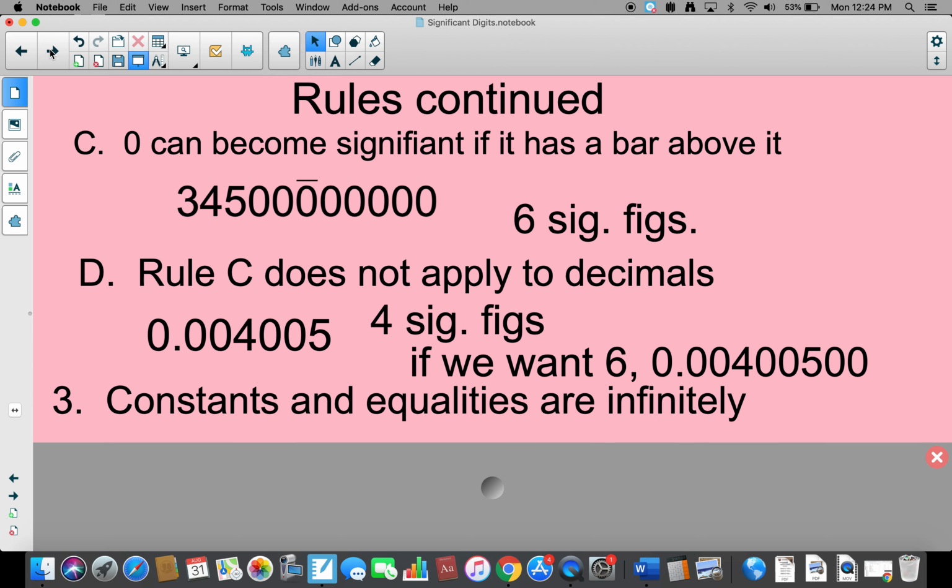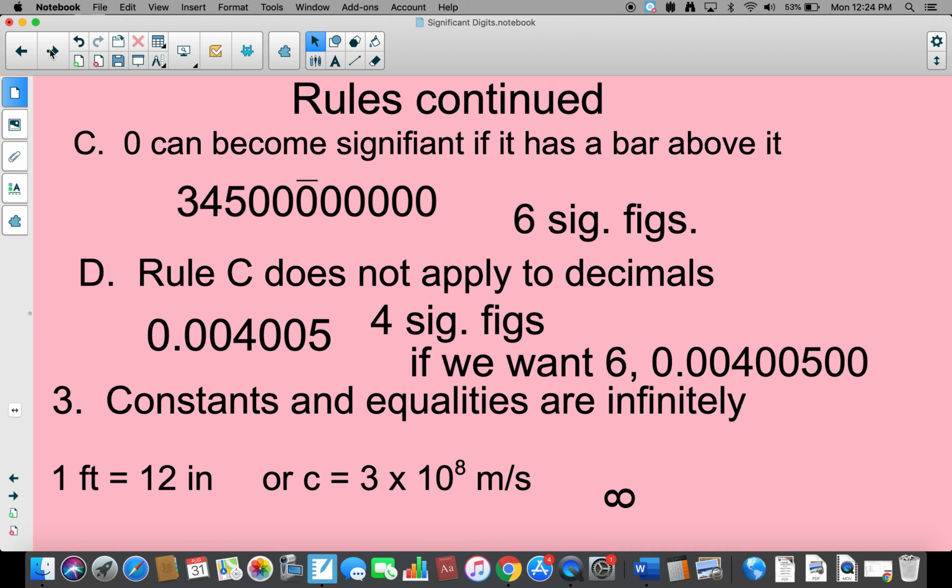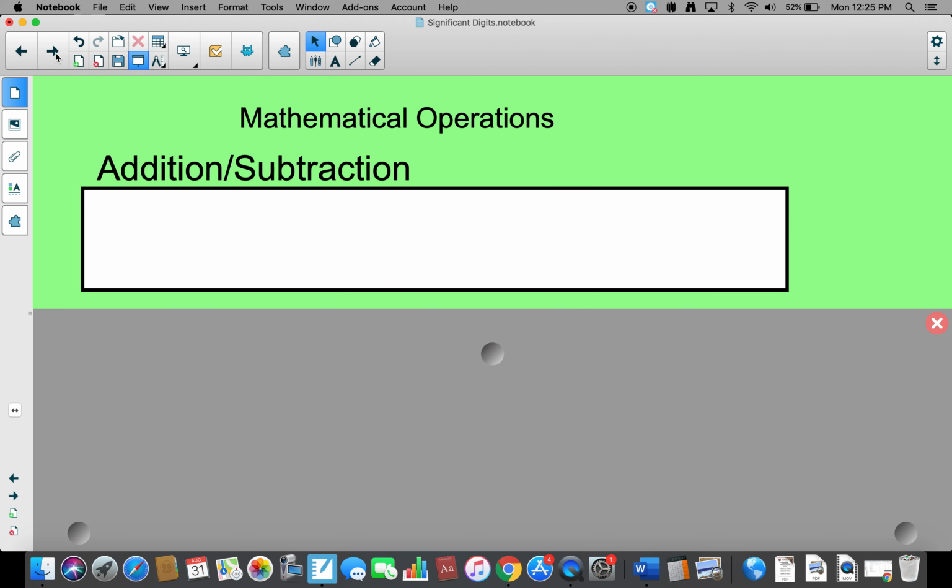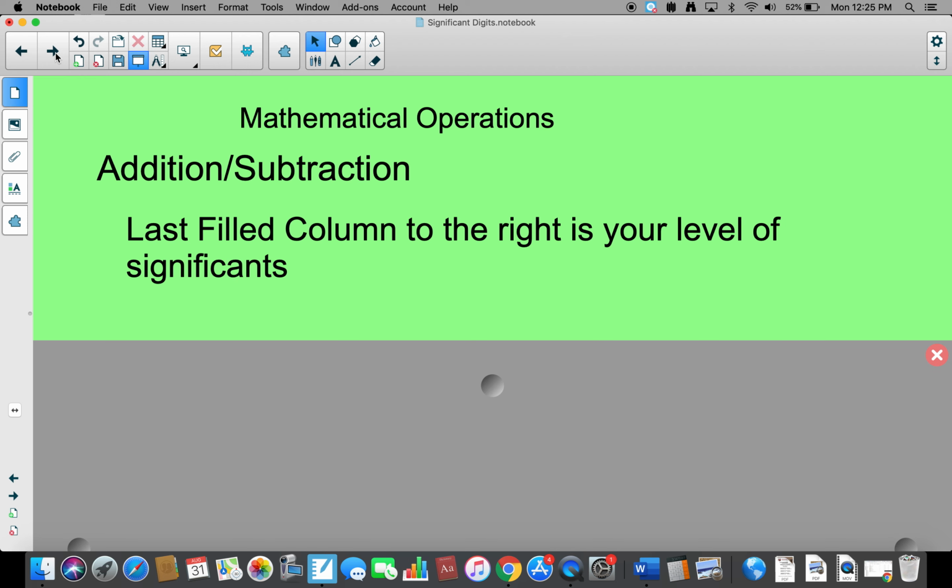All right, last set of rules. All constants and equalities are infinitely significant. So I'm going to give you an equality like 1 foot is equal to 12 inches, or the value c, which is the speed of light, 3 times 10 to the 8 meters a second. Those are infinitely significant, as many Sig Figs as we need. Lastly, multiplication rules, addition, and subtraction. The rule for addition and subtraction is that the last filled column to the right is the level of significance.